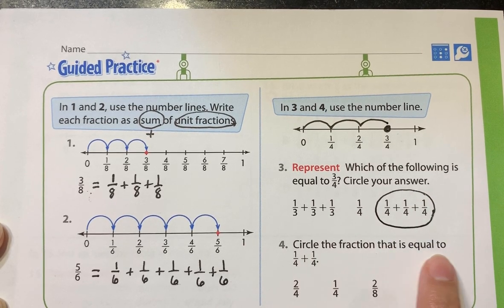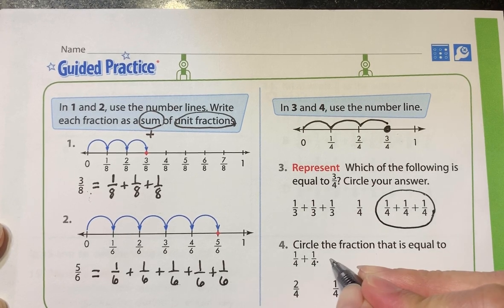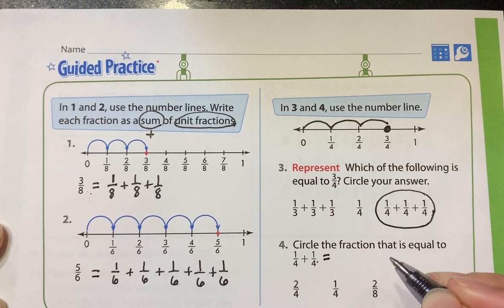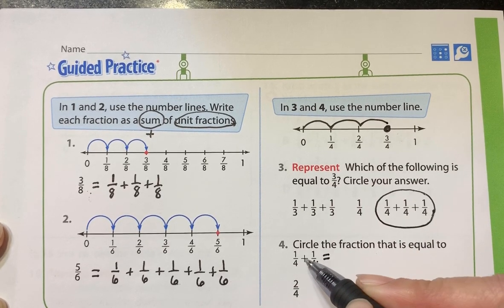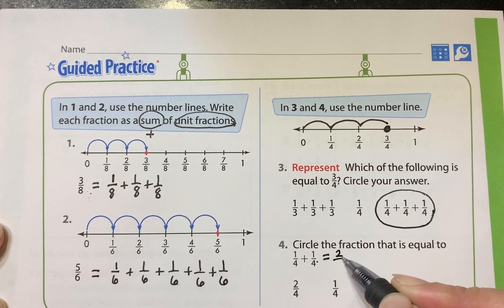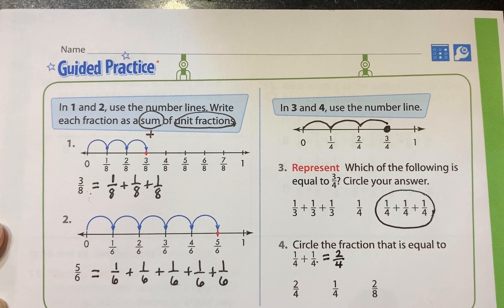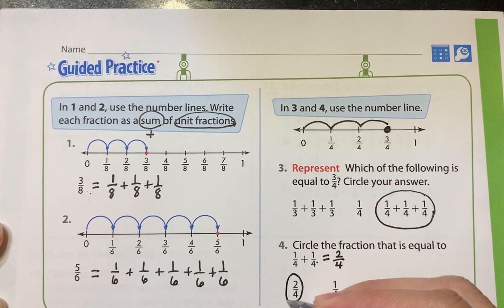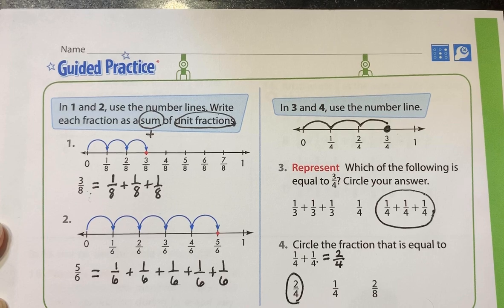Circle the fraction that is equal to 1/4 plus 1/4. Well, they already wrote the problem for me right here, so I'm just going to go ahead and put an equal symbol and then add up the units. 1 plus 1, that is 2. And remember, the denominator stays exactly the same. So my answer is 2/4. So this is the answer for number 4.